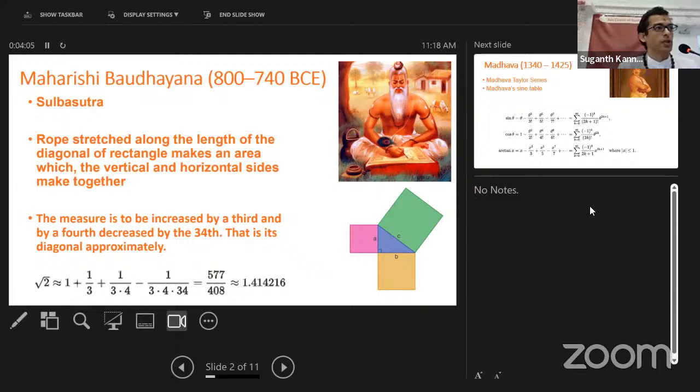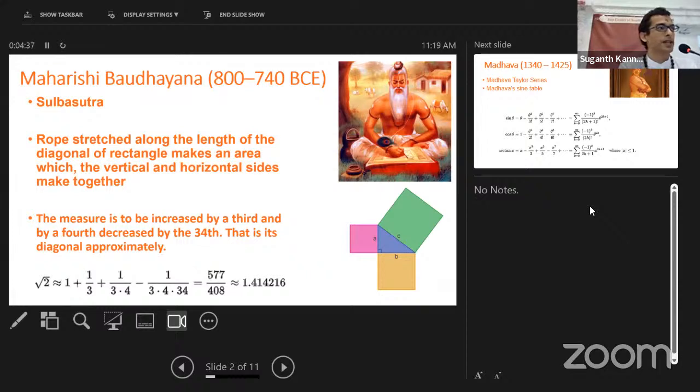I'm sure many of you have studied mathematics in school, and you've learned the formula A squared plus B squared equals C squared. That is commonly referred to as the Pythagorean theorem. But this formula was actually discovered, developed, and utilized very commonly in ancient India. It was given by Maharishi Bodhayana from the 8th century BCE.